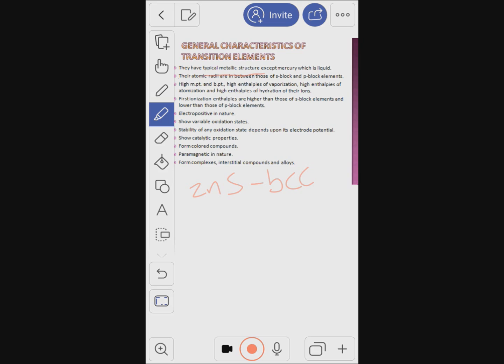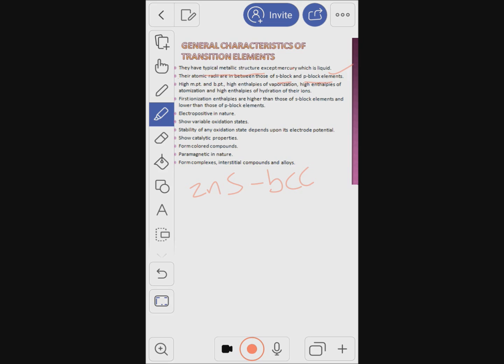Next property, their atomic radii are in between those of S block and P block elements. S block elements have the larger atomic radii. In P block, when we move from left to right, atomic radii decreases due to increase in effective nuclear charge. And the D blocks have atomic radii in between those of S and P block elements.